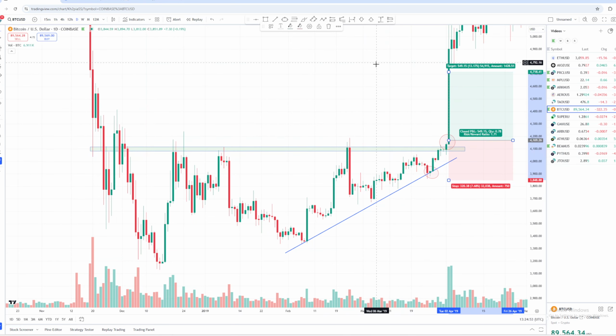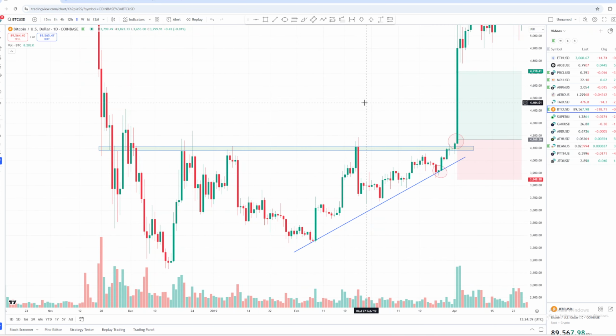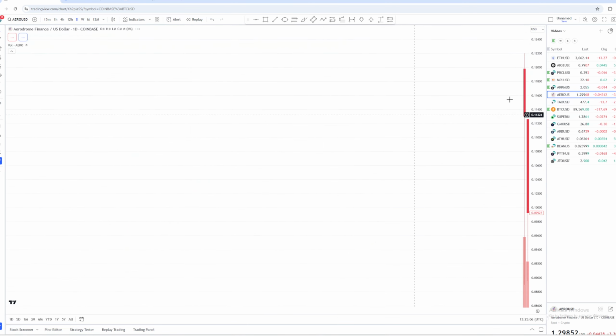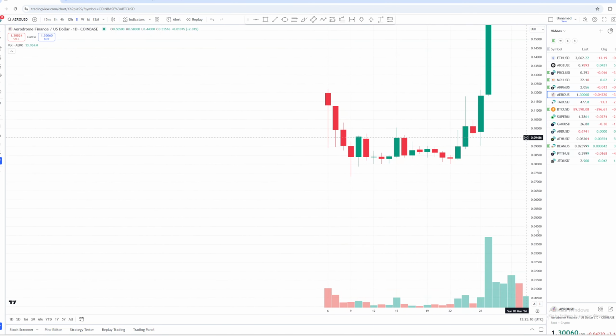And also I want to list a few pros and cons for the breakouts. So first of all, it's very simple to trade breakouts. And let me just look into another example. Let's see ARROW. So you have this price.